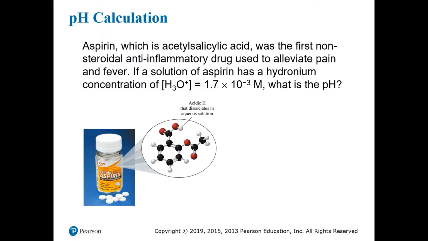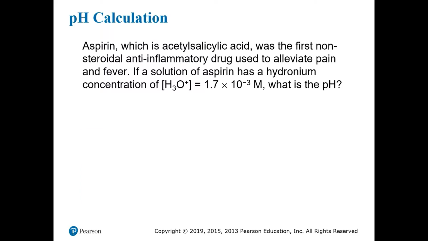This example is a relatively straightforward question about calculating pH from a solution with a known concentration of hydronium. The question says aspirin, which is acetylsalicylic acid, was the first non-steroidal anti-inflammatory drug used to alleviate pain and fever. If a solution of aspirin has a hydronium concentration of 1.7 times 10 to the minus 3 molar, what is the pH?